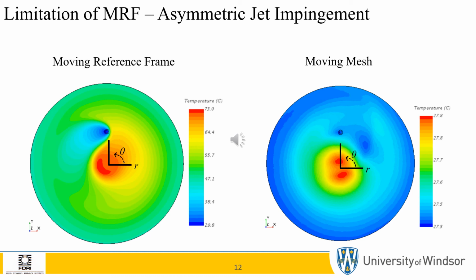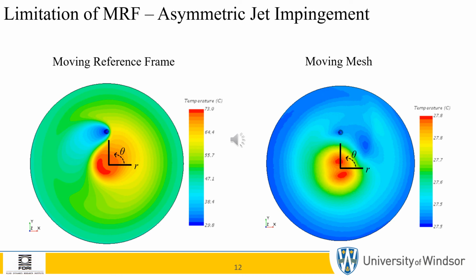This problem for moving reference frame can be solved by carrying out several moving reference frame simulations with the disk displaced at different angular positions. By superimposing all of these moving reference frame simulations, we can almost extract the exact same image we see from the moving mesh case. However, this is still only an approximation, and we cannot get the exact same solution as the moving mesh.